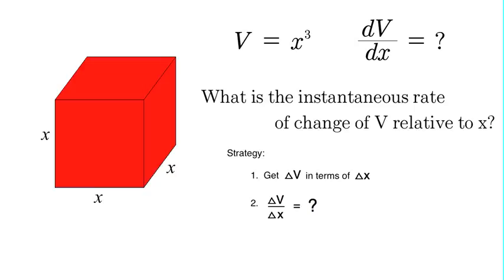And then once we have that, the third step is take the limit as delta x approaches 0. The average rate of change becomes the instantaneous rate of change. That's the volume. That's the thing we're interested in.